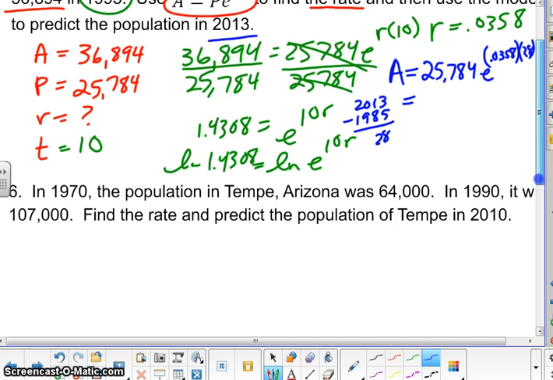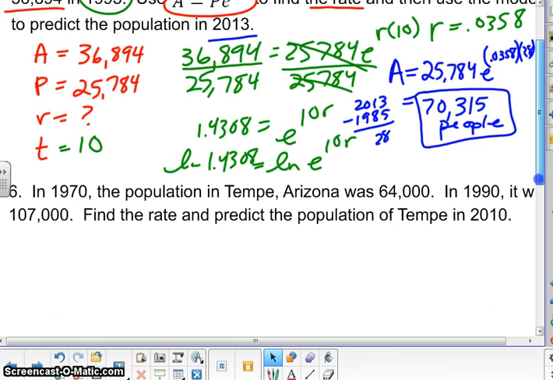All right, plug all that in and then see if you get 70,315 people. And we're not going to have a decimal for people because that just doesn't happen. Okay? And go ahead and push pause, and I want you to work on the next problem.